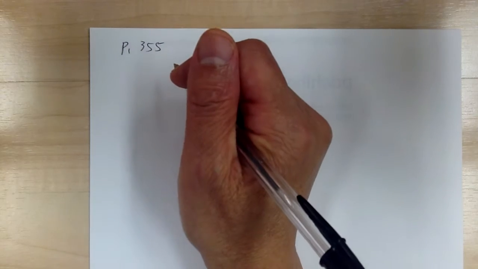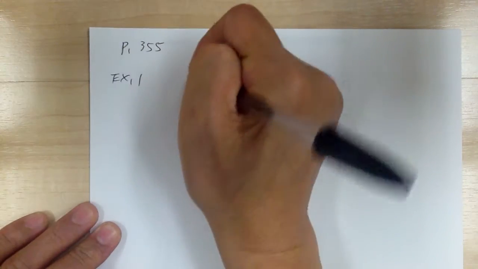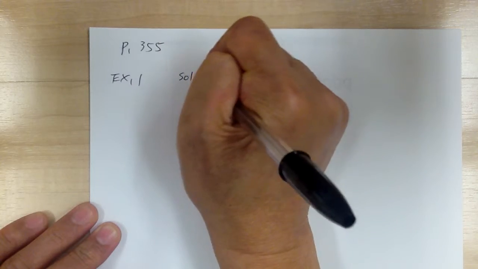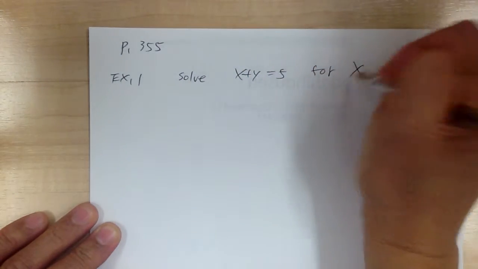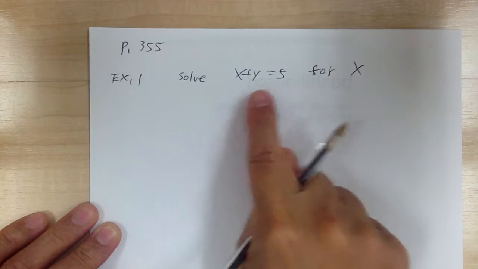Open your book to page 355. This lesson is on solving literal equations. So example 1, it says solve x plus y equal to 5 for x. So what it's saying is that you want to solve for x.